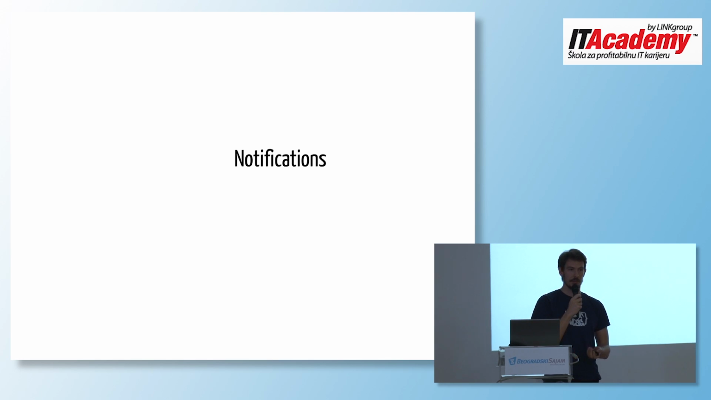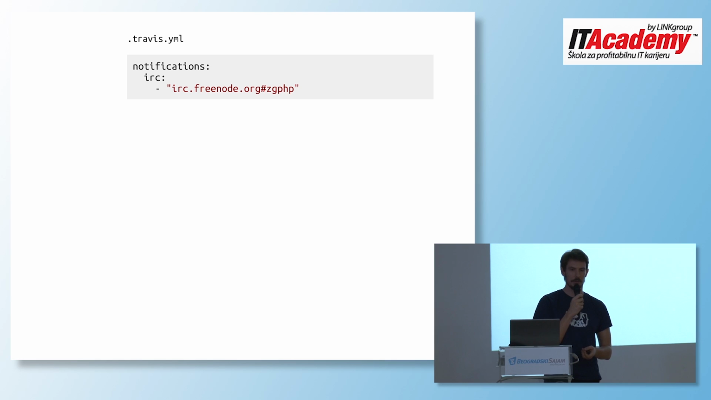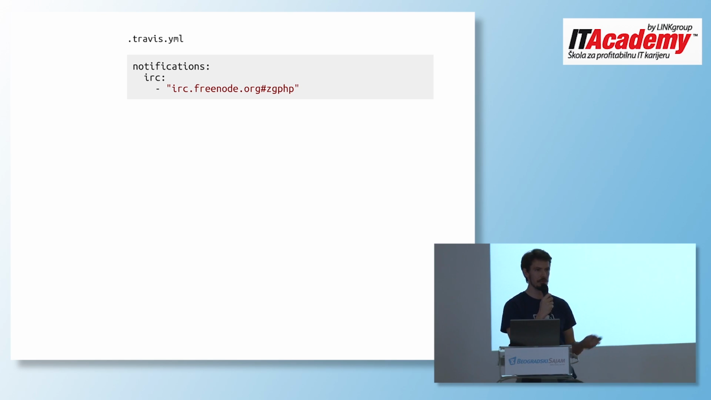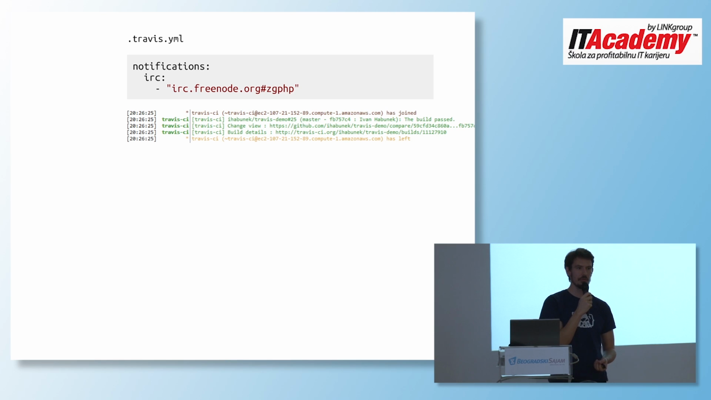You can also use other channels of communications. I'm a fan of IRC. So you can tell it to just notify me, I'll be on this channel, send me a message there. And Travis bot will actually log into the IRC channel. It will tell you the build has passed or it has not passed.